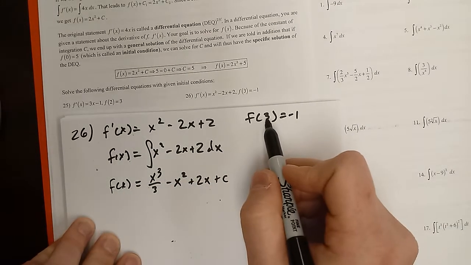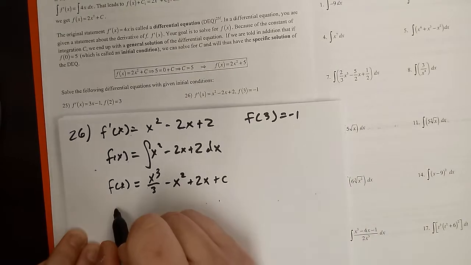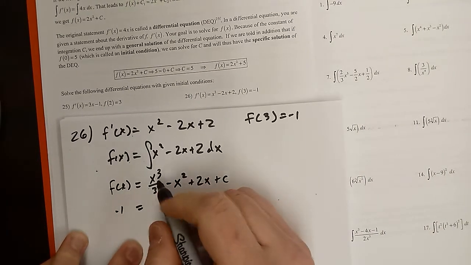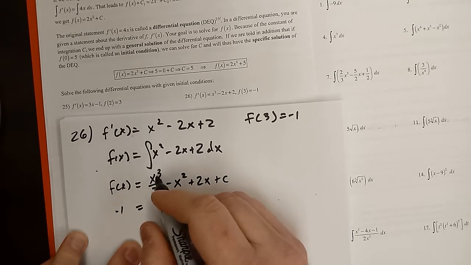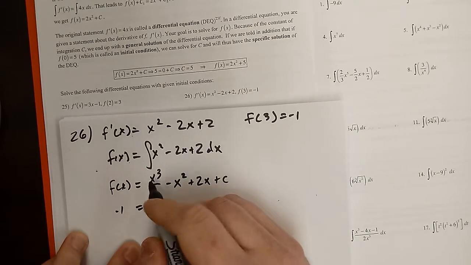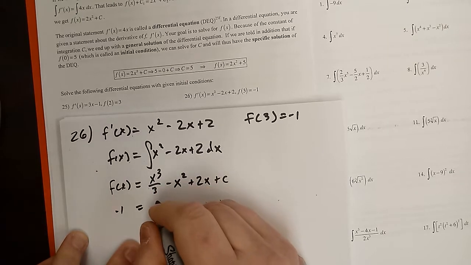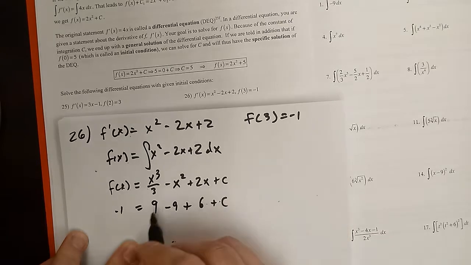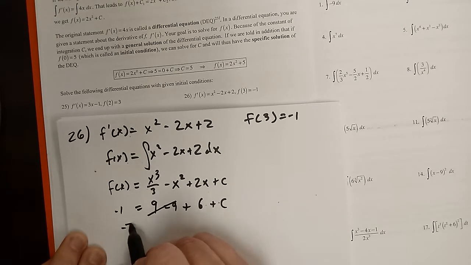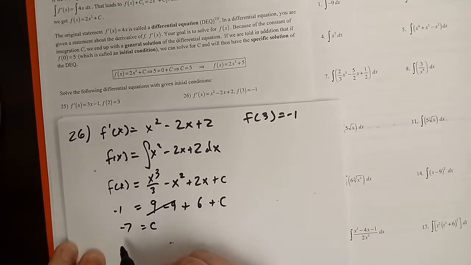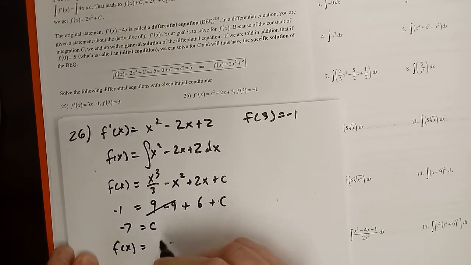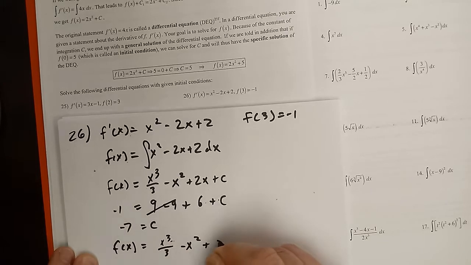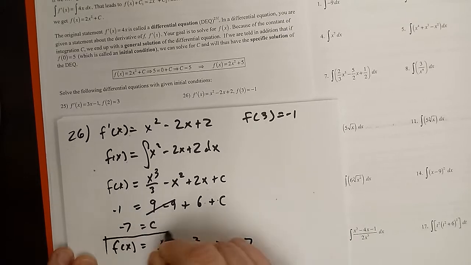And that's f of x. So now I can say, well, when I plug in 3 for x, what do I get? I get negative 1 for y. This is our general solution, and we'll find our particular solution now. Let's see, so 3 cubed is 27, right? I'm plugging in 3. So 3 cubed is 27, divided by 3 is 9, minus 9 plus 6 plus c. The 9's cancel, subtract the 6 from both sides, you get negative 7 is equal to c. So I get f of x is equal to x cubed over 3 minus x squared plus 2x minus 7.